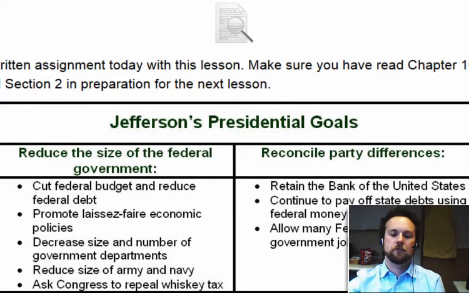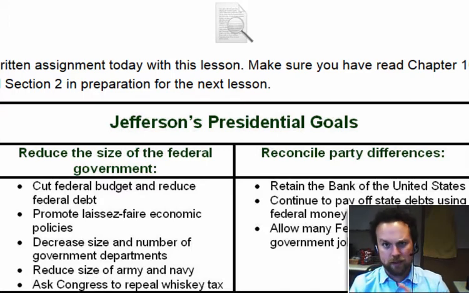Which brings us to the assignment for today. Now, since today's lesson was a little bit longer than usual, there's no written assignment, but I want you to go back and review, skim through or read Chapter 10, Section 1, and also take a look ahead at Section 2 in preparation for tomorrow's lesson.